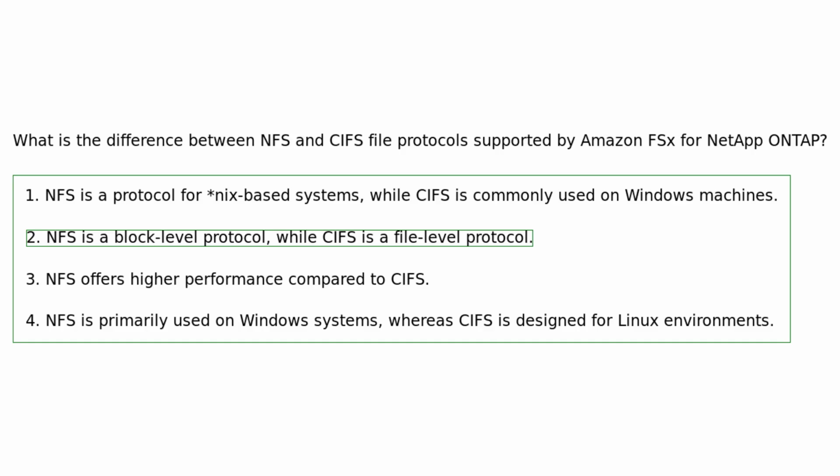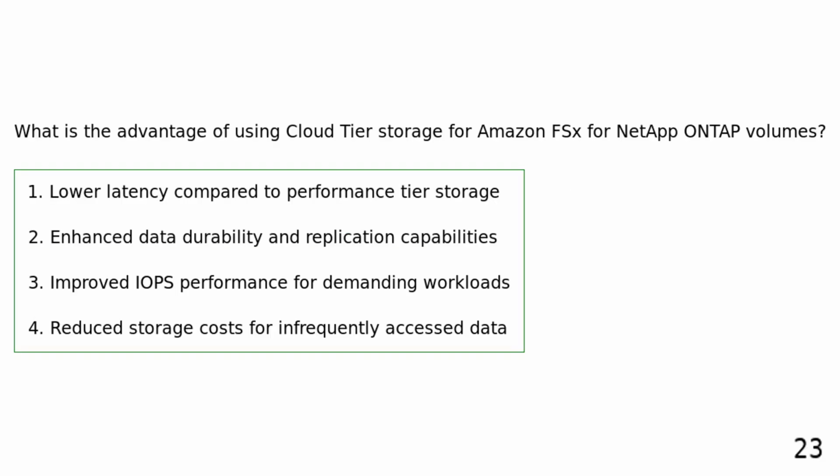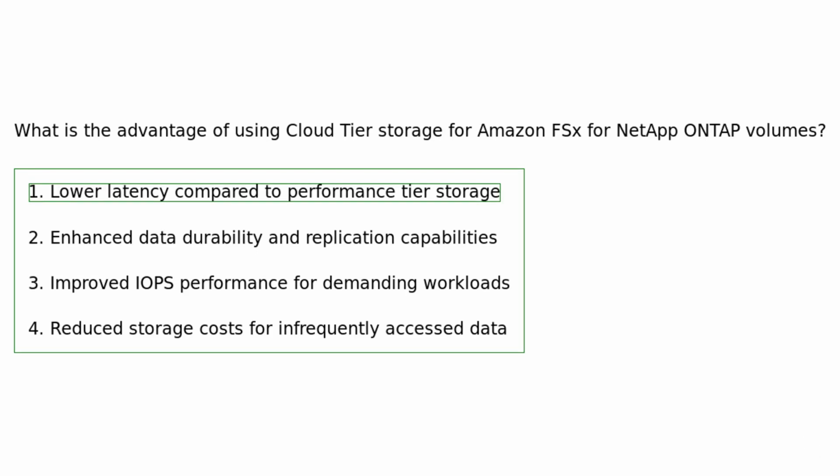for file sharing. What is the advantage of using cloud tier storage for Amazon FSx for NetApp ONTAP volumes? Lower latency compared to performance tier storage. Enhanced data durability and replication capabilities. Improved IOPS performance for demanding workloads. Reduced storage costs for infrequently accessed data. Cloud tier storage provides a cost-effective option for storing infrequently accessed data in Amazon FSx for NetApp ONTAP volumes, optimizing storage costs without impacting performance for frequently used data.